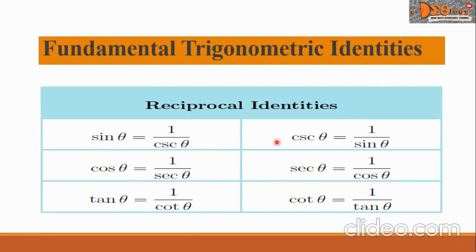The fourth, cosecant theta equals 1 over sine theta. Fifth, secant theta equals 1 over cosine theta. And the last, cotangent theta equals 1 over tangent theta.